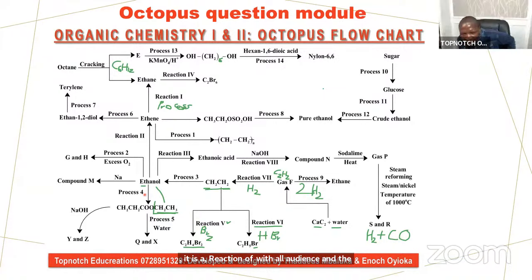Let me clarify something that many students don't know. Normally, for purposes of exam setting, we use the words reaction and process interchangeably. Normally, the word process is used for those industrial processes that lead to formation of industrial products. For instance, hydrogenation is an industrial process because it is used industrially in the manufacture of margarine. Polymerization is an industrial process used to make polymers like polyethylene, Teflon, plastics. Fermentation is an industrial process again. That is what makes beer.